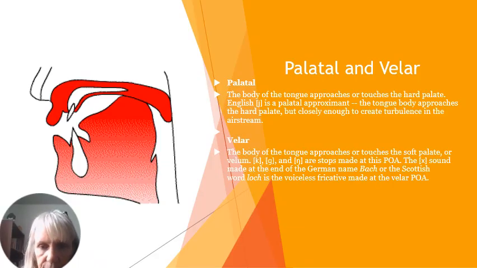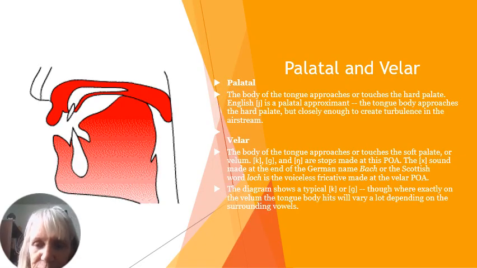In the velar, the body of the tongue approaches or touches the soft palate or velum, which is behind the hard palate. And we have that in k, g, ng. Our stops are made at this point of articulation. The x sound made at the end of the German name Bach or the Scottish word loch is the voiceless fricative made at the velar point of articulation, and I don't even know what that means. I copied that and I don't know what that means, so that's bad on me.